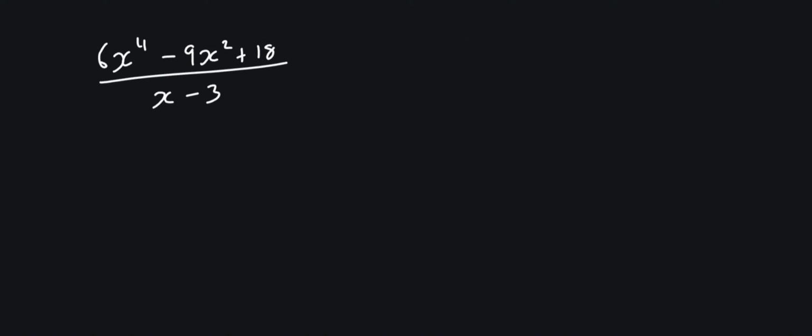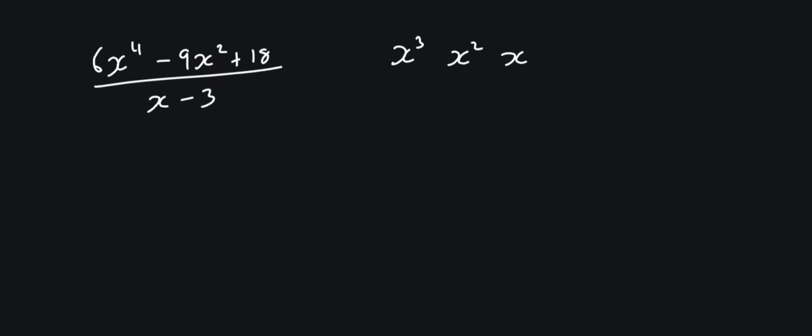In this question, we have 6x to the 4th minus 9x squared plus 18 divided by x minus 3. So one thing about polynomial division is you need to take into account every single power. So you cannot skip any power. What I mean is, if we have x to the 3rd, then we should also have x to the 2nd and x, and a number without x in our equation.